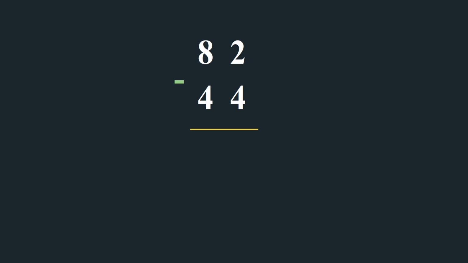In this featured story, let's solve this subtraction problem. 82 minus 44. The ones column is on the right and the tens column is on the left.